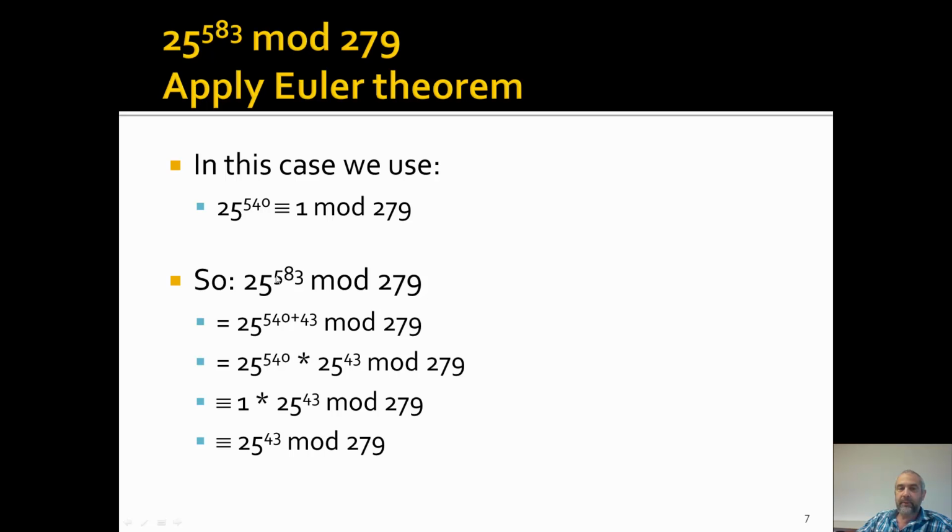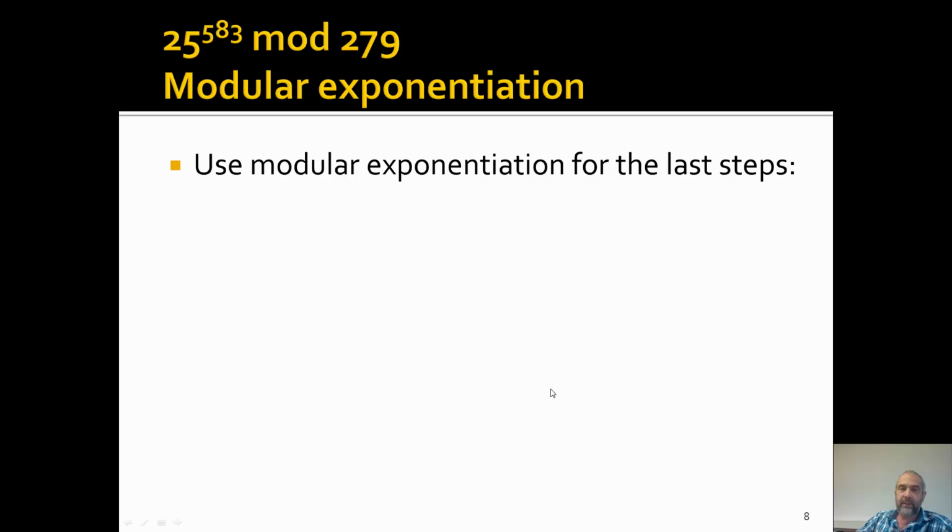So from an exponent of 583, we now go back to an exponent of 43, which is a lot smaller and a lot easier to handle. That's the reason that we use Euler. The exponents get a lot smaller, and therefore we can more easily calculate our value. But as far as Euler is concerned, that's it. We cannot continue further with Euler. We are now stuck with this power 43. In order to simplify that, we have to go to the modular exponentiation.